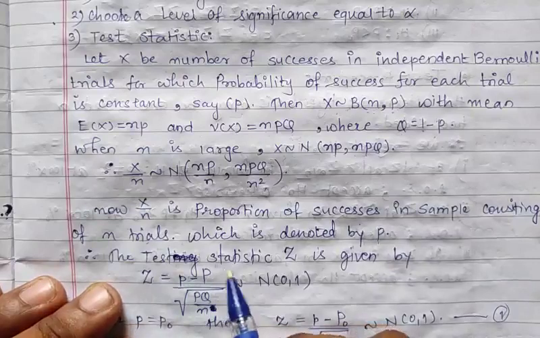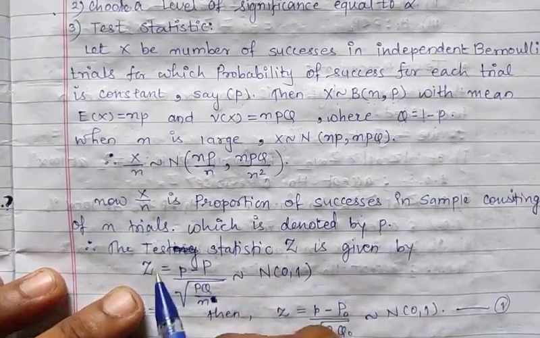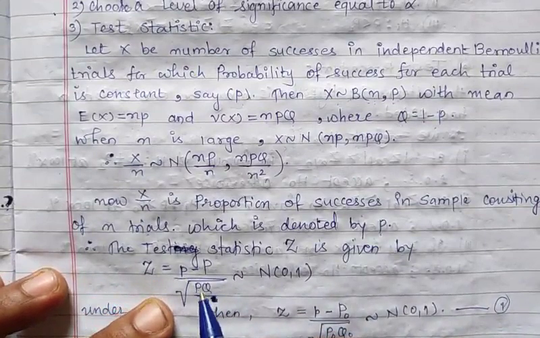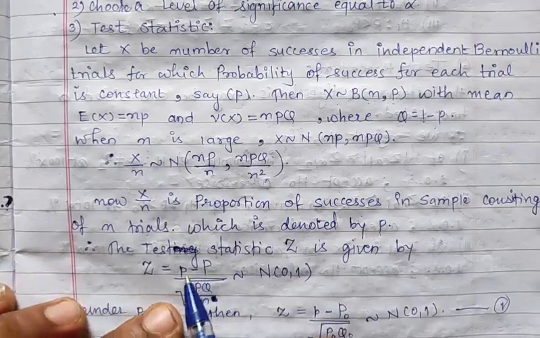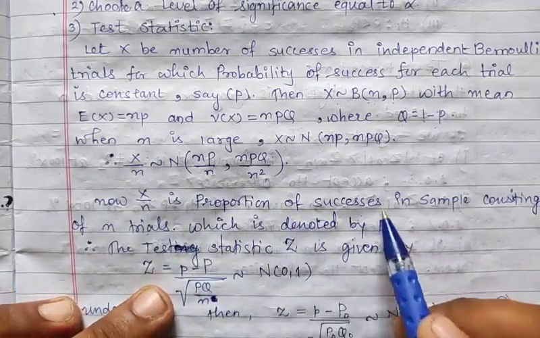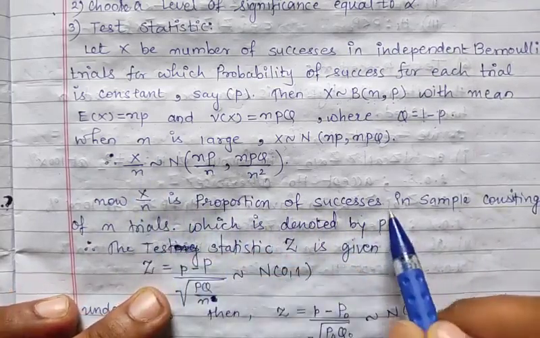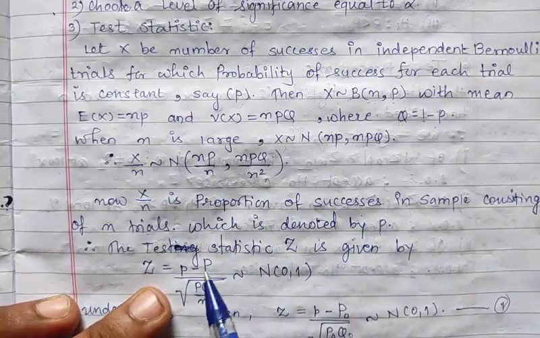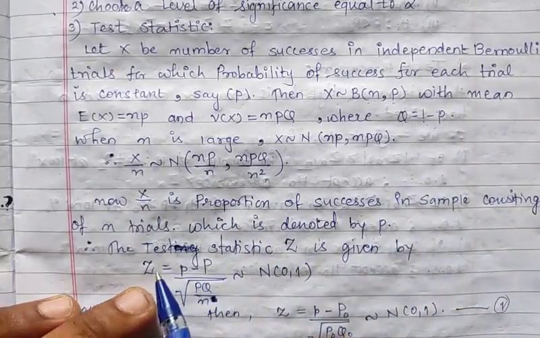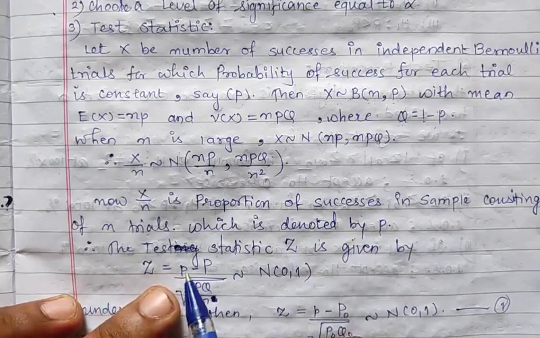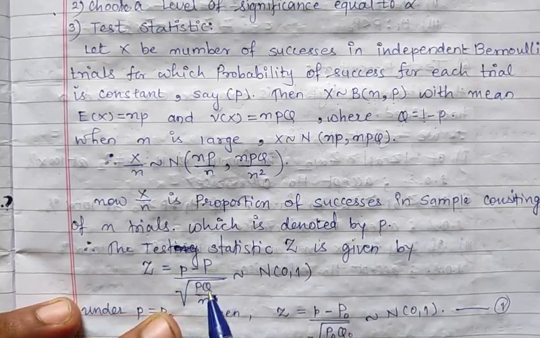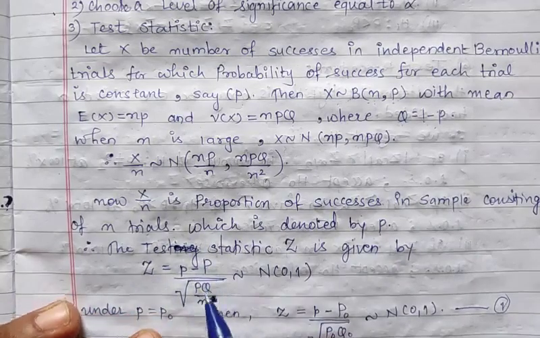Therefore the test statistic Z is given by the formula Z is equal to small p minus capital P upon square root of PQ upon n. Here small p is X by n, the proportion of successes, and capital P and Q are in capital letters, with P plus Q equal to 1. So this Z follows the standard normal distribution 0, 1.